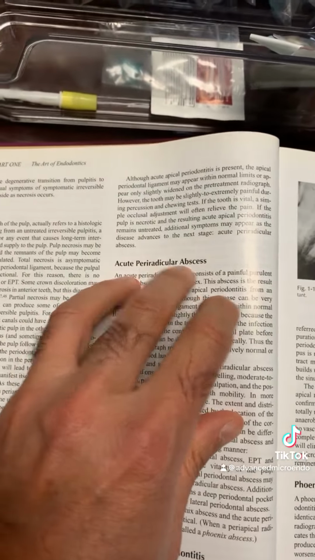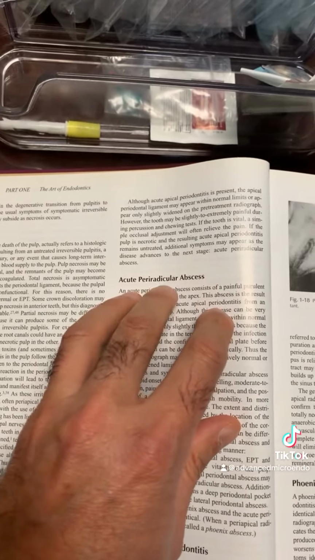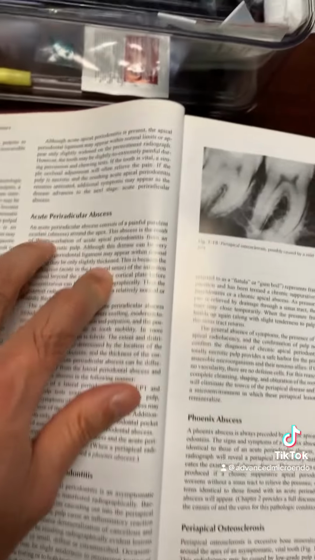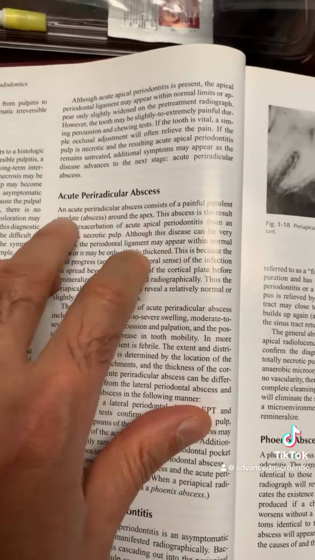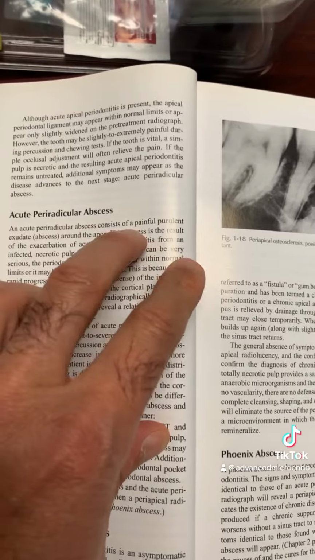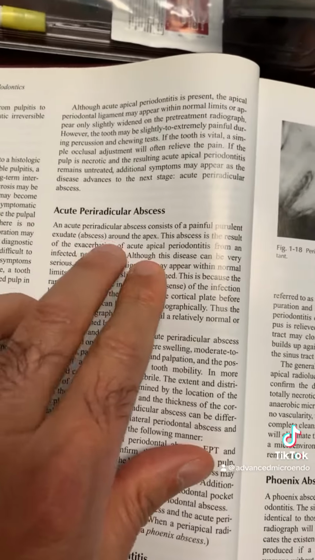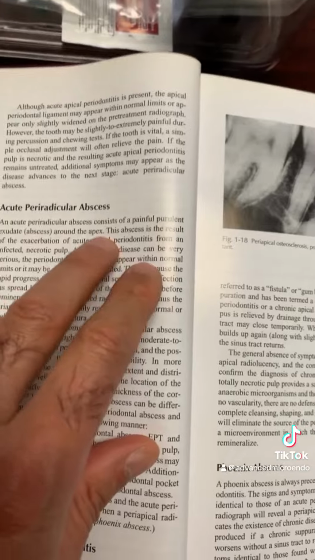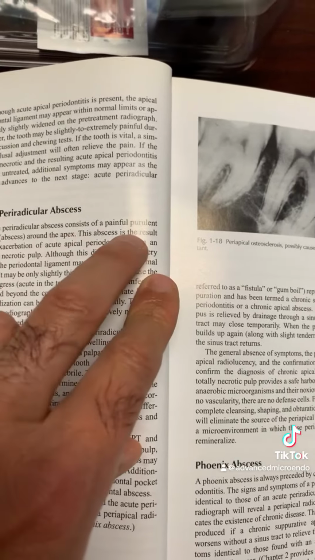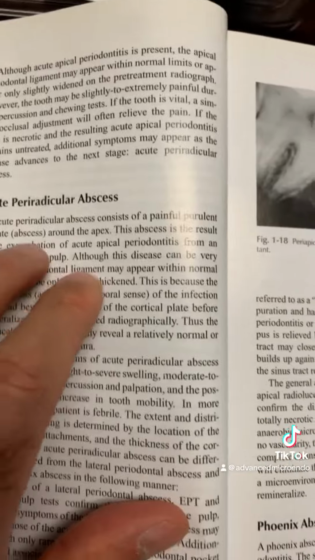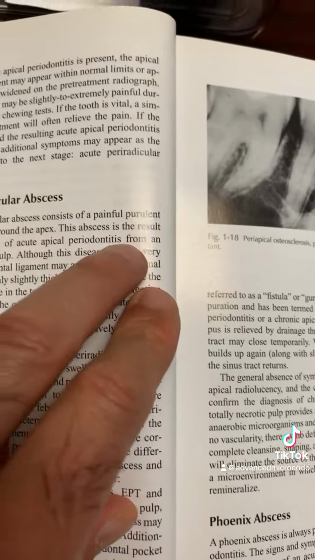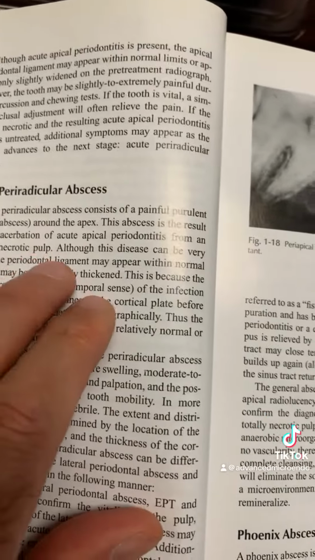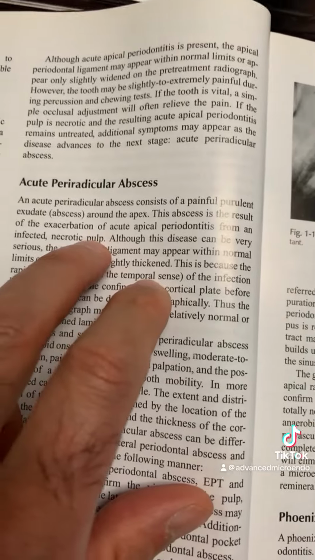In today's episode of Reading from Pathways of the Pulp, let's talk about acute periradicular abscess or acute apical abscess, AAA. All right, so what is it? An acute periradicular or acute apical abscess consists of a painful purulent exudate or abscess around the apex. This abscess is the result of the exacerbation of acute apical periodontitis from an infected necrotic pulp.